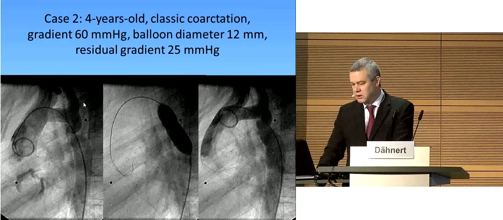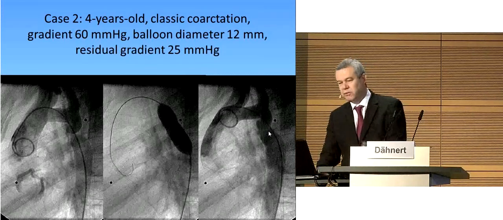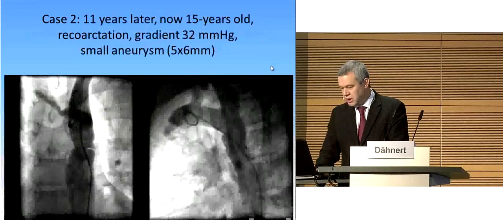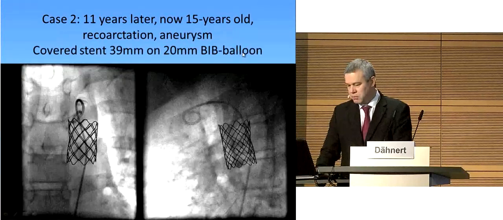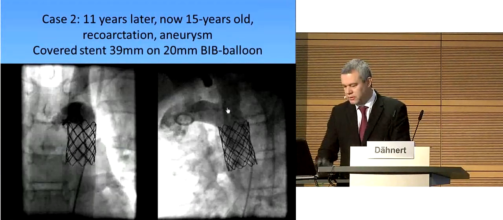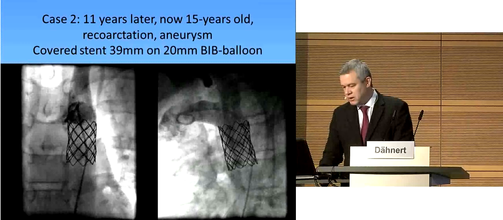This was a 4-year-old with classic coarctation, gradient 60. We ballooned that. Had a residual gradient of 25, but we left it at that, which we wouldn't do right now. And the patient came back 11 years later. He's now 15 years old. And you see here, that's what we call an aneurysm in this type of patient. That is 5 and 6 millimeters. Here you don't even see it. And he also had a gradient of 32, so we implanted a covered stent and got rid of this problem. So we excluded the aneurysm and reduced the gradient to 0.